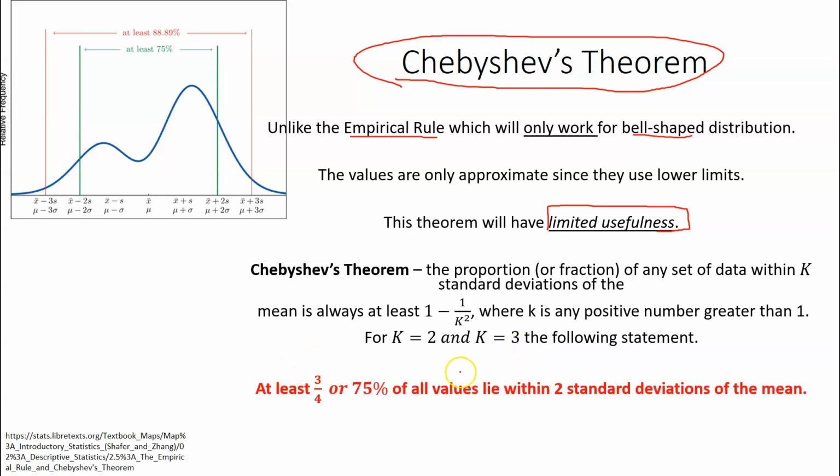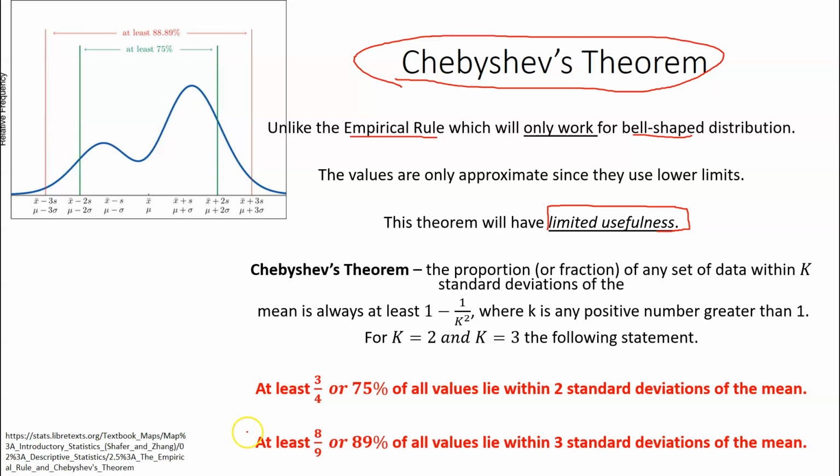When k is 2 or 3, at least 3/4 or 75% of all values lie within 2 standard deviations of the mean. At least 8/9 or 89% of all values lie within 3 standard deviations of the mean. So when you're given questions about Chebyshev's theorem for this class, you're going to be either 2 or 3 standard deviations away, and you just have to figure out that it's 75% or 89%. We're not going to do a lot with Chebyshev's theorem in this class.